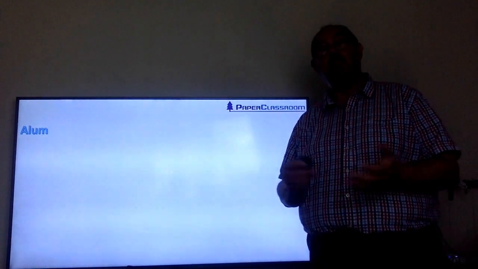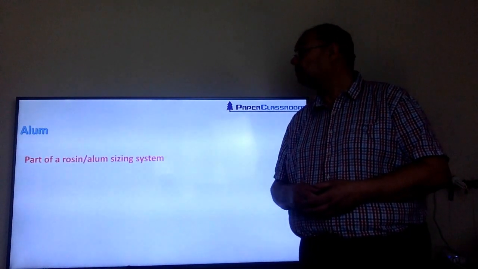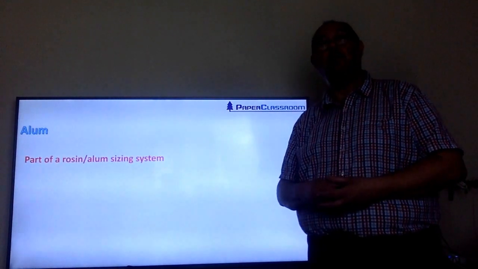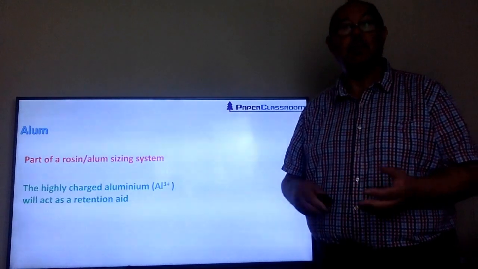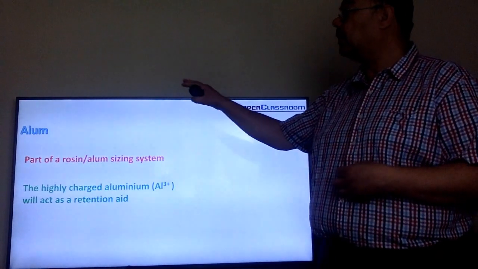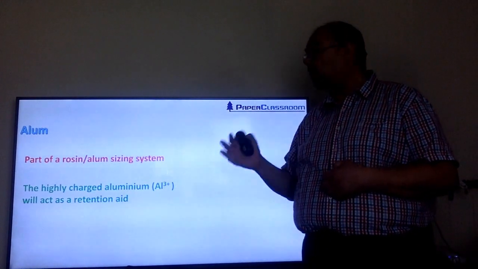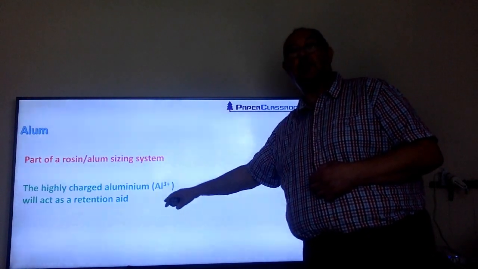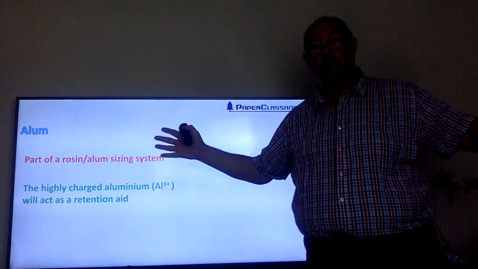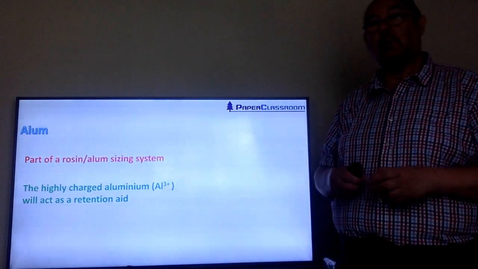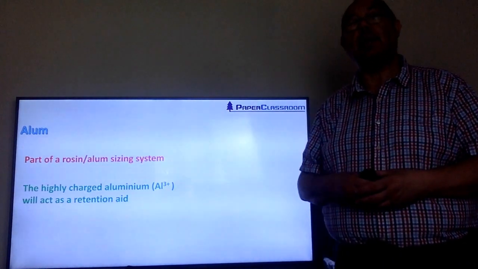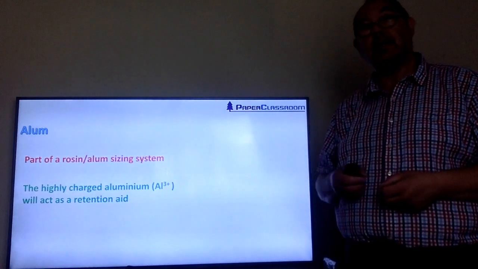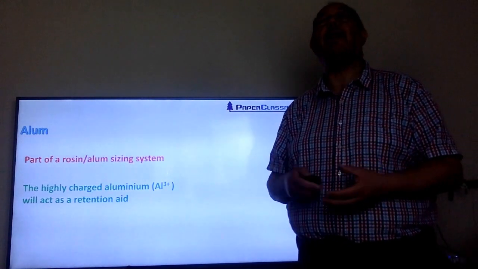Examples would be alum, aluminium sulfate. Alum is part of rosin alum sizing systems, but the alum ion itself, Al3+, is very highly charged. So because it's got a 3+ charge, it will therefore attract our negatively charged fibres, and therefore it will improve fibre retention and fines retention.